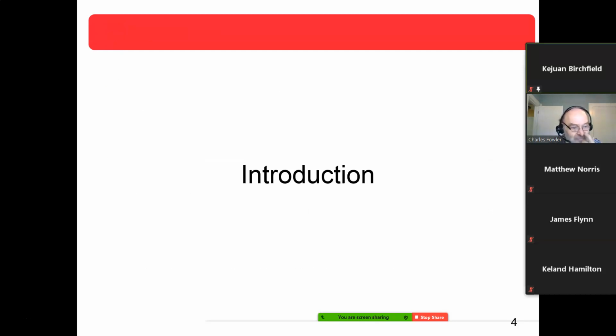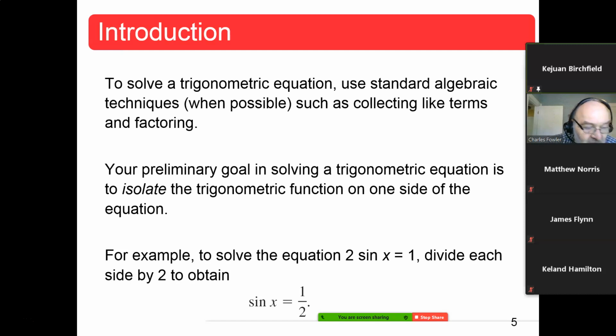All right, so the introduction here on page 362. To solve a trigonometric equation, use your standard algebraic techniques when possible, such as collecting like terms, factoring, and that type of thing. And here's what the deal is. In standard algebraic techniques, you're solving for a variable.